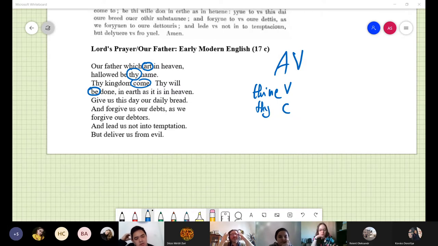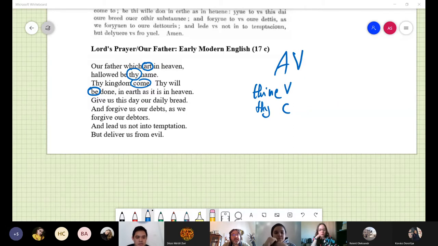Anything else? But of course, the text is pretty much easy to understand, right? If you don't consider things like be and so on. Can you actually see that the passive is already around? Thy will be done, meaning thy will should be done. That's the passive, of course, right? Then you have the verb do, which appears in its third form. There's the passive participle here, done.